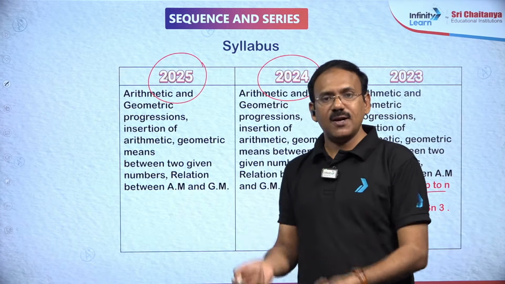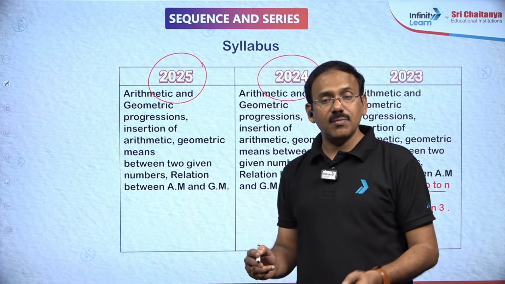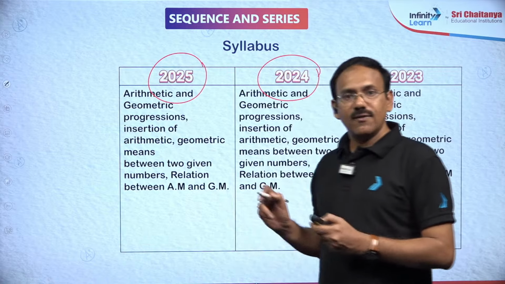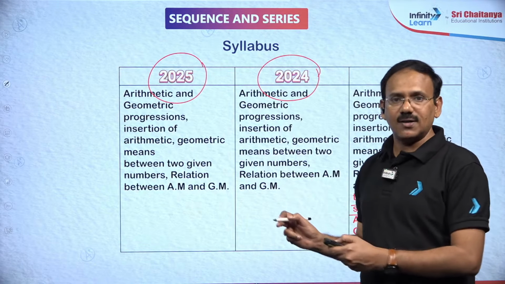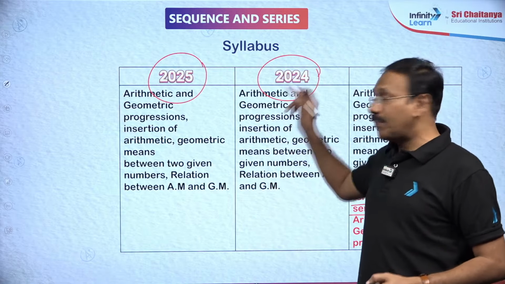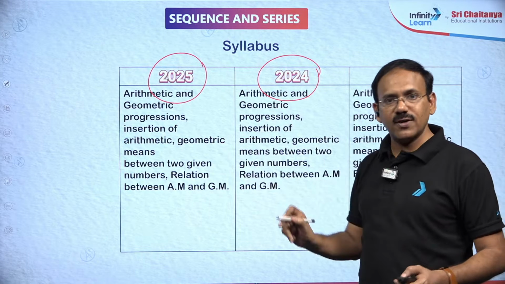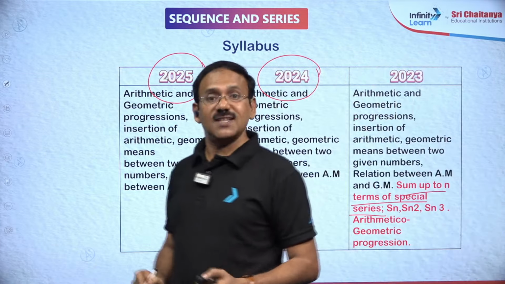the combination of AP and GP only. We have seen some questions here and there with this combination in the previous years. So AGP can be discussed, can be prepared at the end, last part. Okay, but we can say 2024 and 2025 there is no difference of syllabus with respect to this particular chapter, sequence and series dear friends.